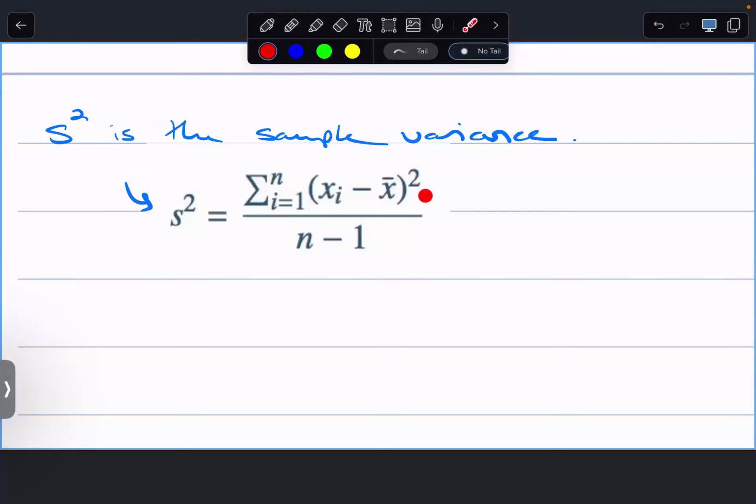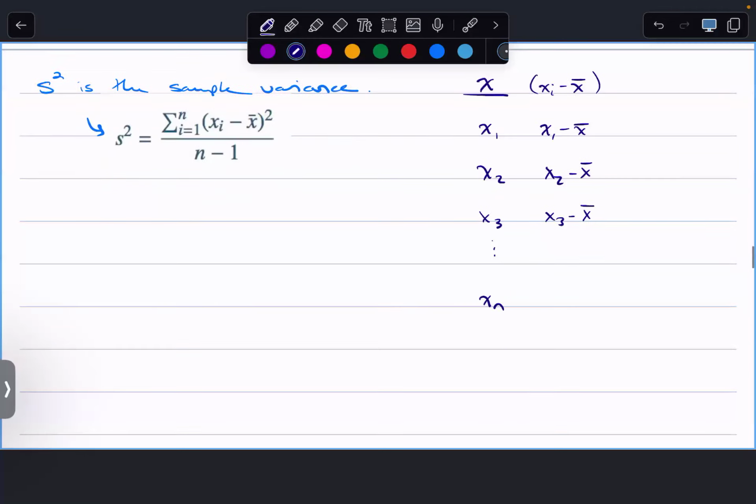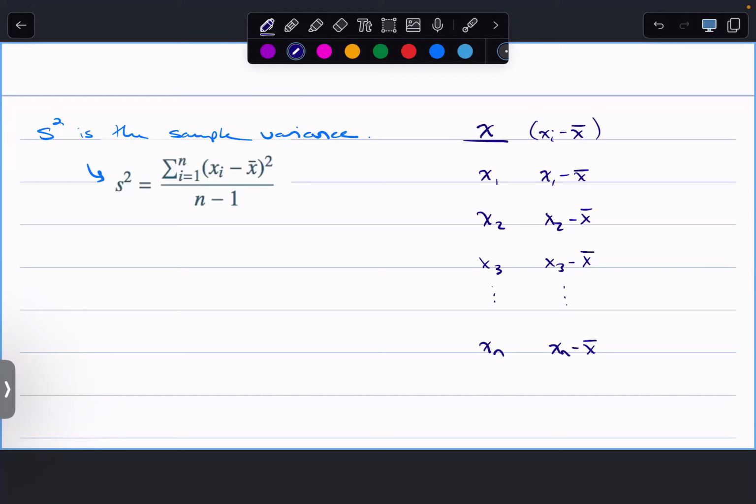And then what would that look like in your data set? You've got your data set presumably listed like this: x1, x2, x3, all the way down to xn. And in the next column over, you could have xi minus x bar: x1 minus x bar, x2 minus x bar, x3 minus x bar, and so on, down to xn minus x bar. If you had to do it by hand. I'm going to make you do it by hand, not on a test for sure, because rude, but when you have a little bit of time to think about it, on an assignment maybe.